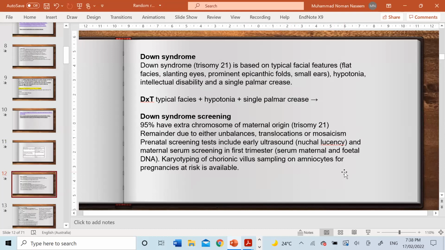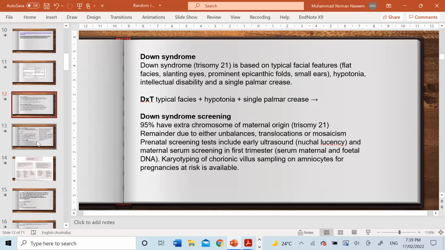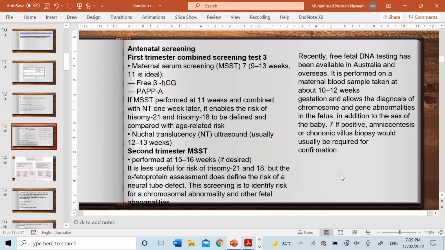I have taken this part from your GM, in the chapter of the genetic condition. So we know that Down syndrome, trisomy 21, has typical features of flat face, slanting eyes, prominent epicanthic fold, small ears, hypotonia, intellectual disability, and a single palmar crease. So this is typical for them. And the screening which we have talked about is also written in your GM. So we do the ultrasound, we do the maternal serum screening, and then we do the chorionic villus sampling or amniocentesis if everything is inconclusive or positive there. Same as what we have discussed before. This is from your GM. All right.